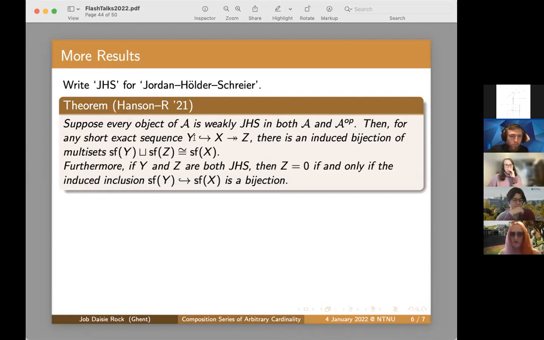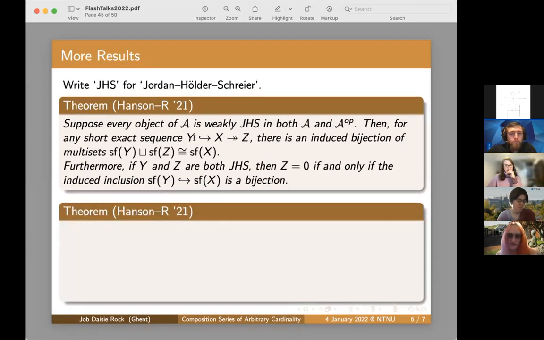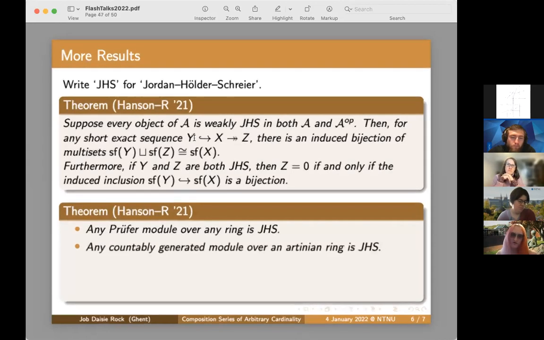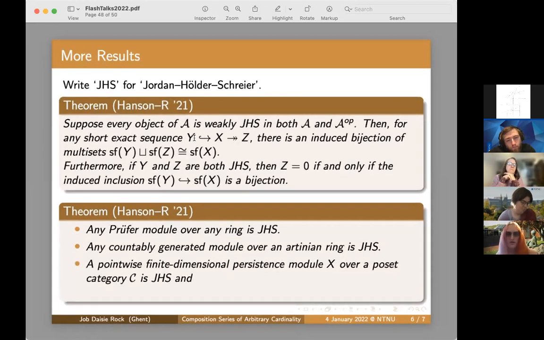So this is what kind of generalizes a length category. It looks like you need some pretty strict requirements to do so. You have to have weakly Jordan-Holder-Schreier in both A and A op. But in a length category, this is automatically true. Right. And then just a handful of other results. If you look at the proof for modules, they're JHS. If you look at countably generated modules over Artinian rings, pick left or right, whatever is your favorite, those are JHS.